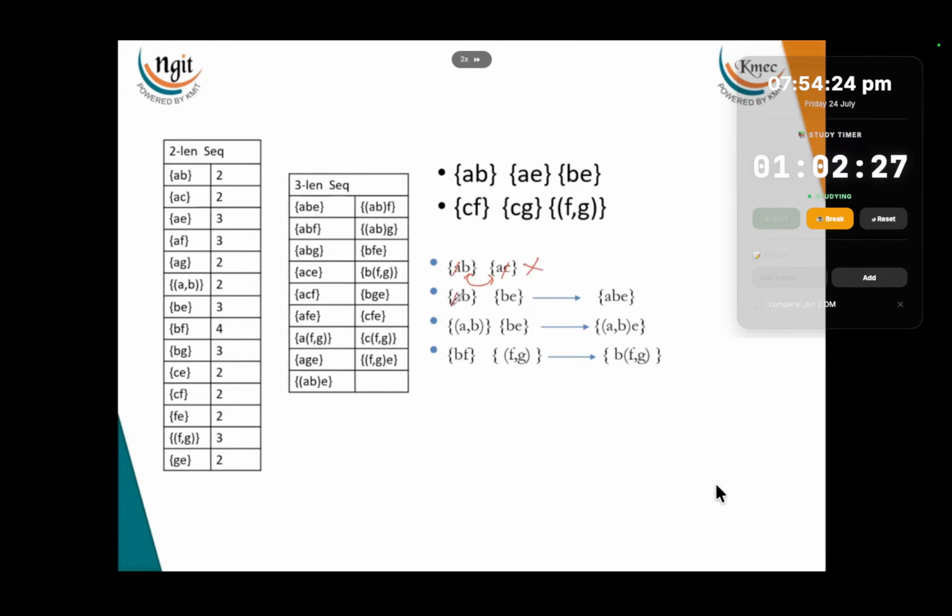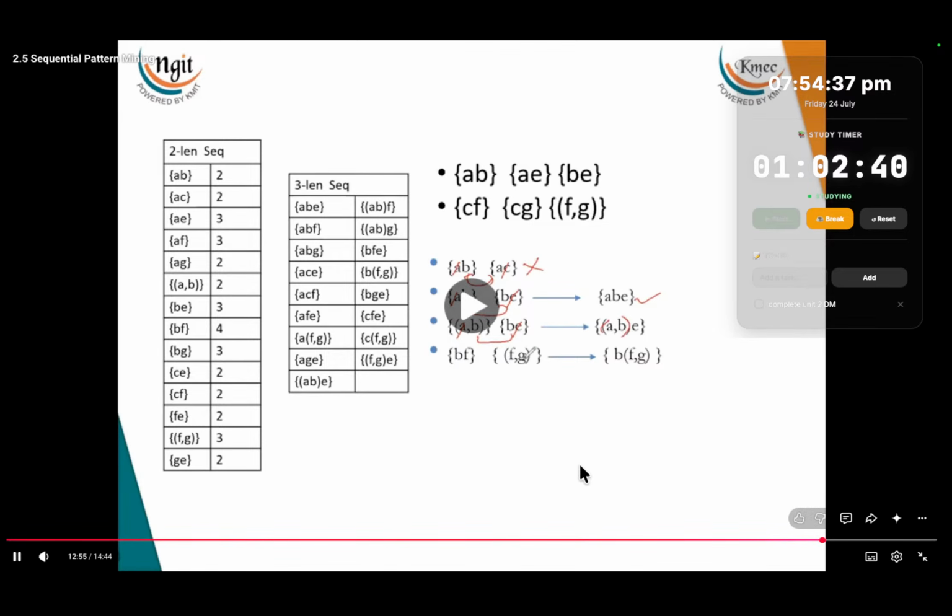Here we have A, B, and E. If you remove A and E, we can see these are the same elements, right? So it means that A, B, E can form the frequent subsequence. Similarly for A comma B, B comma E, if A and E are removed, we have the same B here, right? But A comma B should be in the same sequence. When you are generating the third-length sequence also, it should be the same. Wherever we have the same sequences, that should be considered.